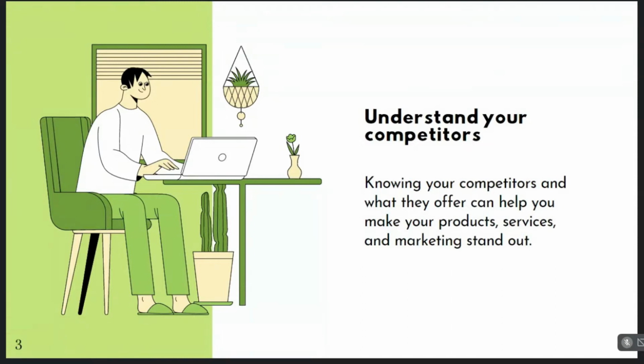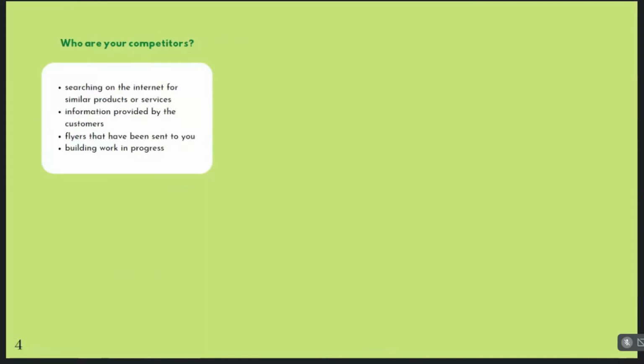Now, the question is, what are the guidelines in analyzing our competitors? We have here the first one: who are your competitors? Our competitors can be a business that has the same products and services as ours. We can also look for them by searching on the internet, information provided by the customers, flyers that have been sent to us, and a building work in progress.